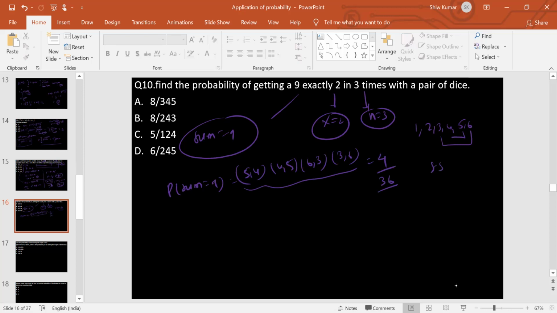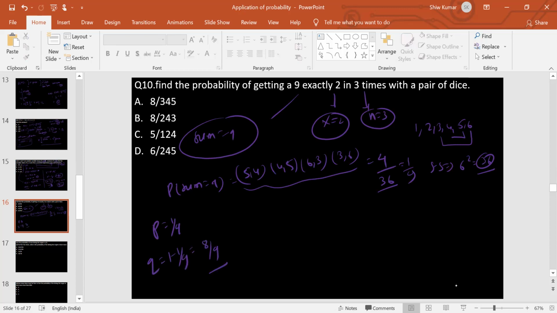36. क्योंकि यहाँ पे अगर दो डाइस को एक बार रोल किया गया है या एक डाइस को 2 बार रोल किया गया, the sample space will be 36. It's 4 by 36 means 1 by 9. And the probability of success you'll get here is 1 by 9. Then the probability of failure will be 1 minus 1 by 9. It's 8 by 9.